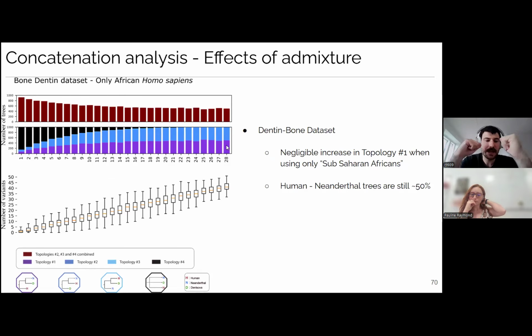And we also applied the same trick to our dentin dataset, so with the 28 proteins. And again, we saw a slight increase in this topology, the purple one. If you remember, it was more like 60% of the blue and 40% of the purple. Now we're quite bang on 50% of trees supporting this topology with Neanderthals and modern humans being closer, and 50% this topology with Neanderthals and Denisovans being closer. But still, we get roughly half of the trees supporting a different topology than the one from our whole genome DNA data.